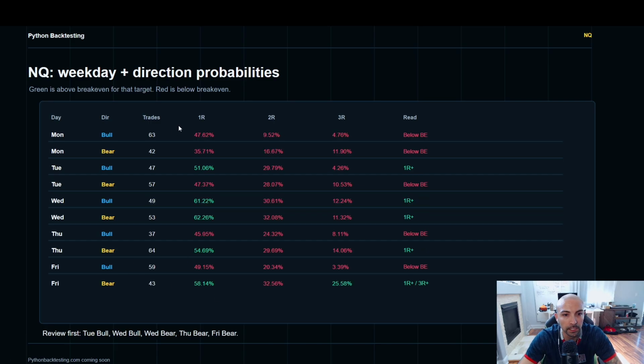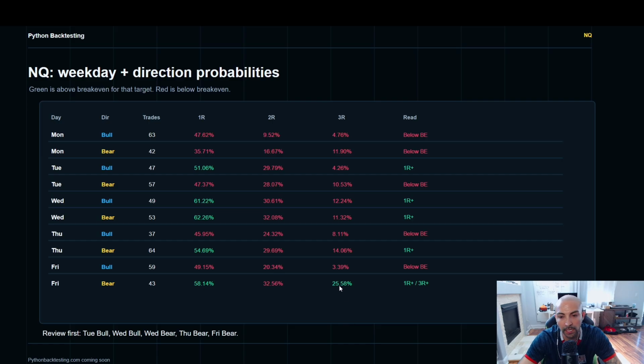Okay. For NQ, we got Tuesday, bullish breakout, 47 trades recorded, 51%. These look good. Look at this. So Wednesday looks good in total, because for the bullish side and bearish side, we had just over 60% probability for at least a 1R. And then Thursday, bear side, short, almost 55%, and Friday, bear, 58%.